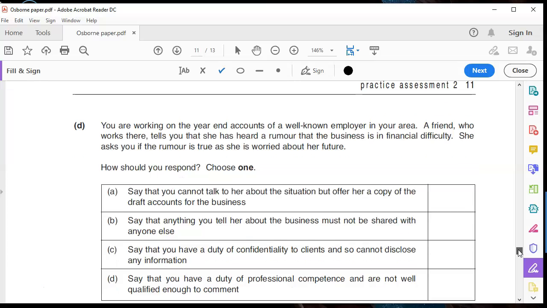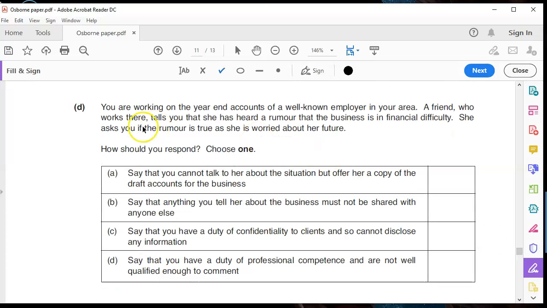Question D. You are working on the year-end accounts of a well-known employer in your area. A friend who works there tells you that she has heard a rumor that the business is in financial difficulty. She asks you if the rumor is true and she is worried about her future. So she wants to know if it is true that your company is in financial difficulty. Okay. So say that you cannot talk to her and offer her a copy of the draft accounts.